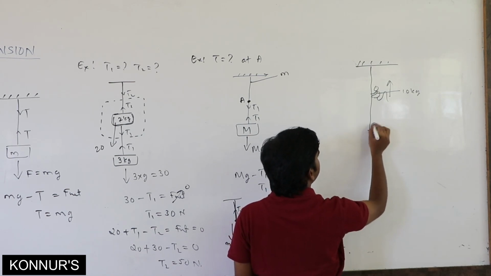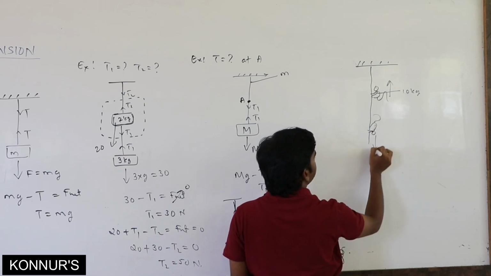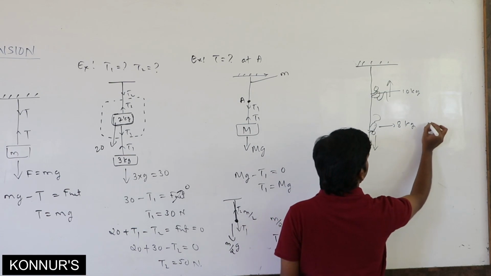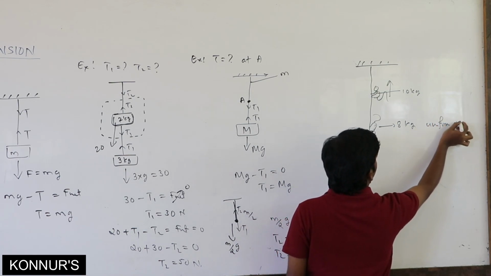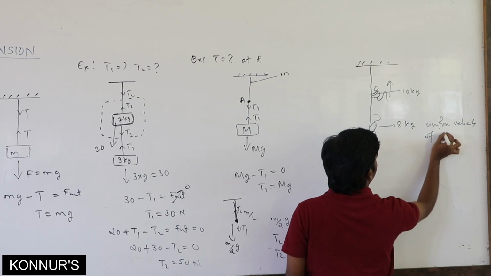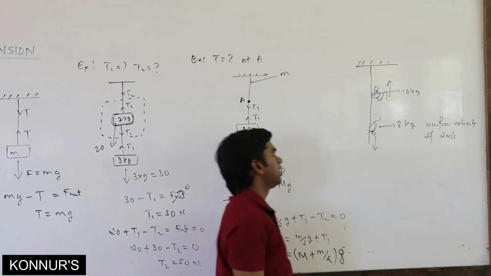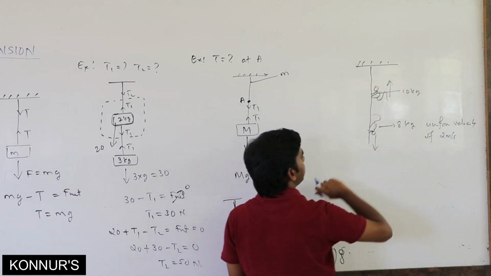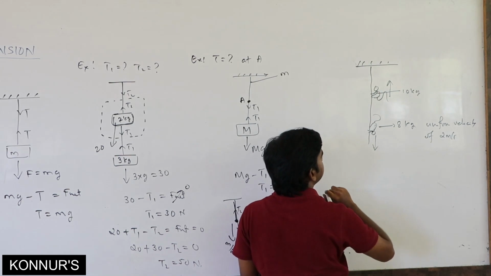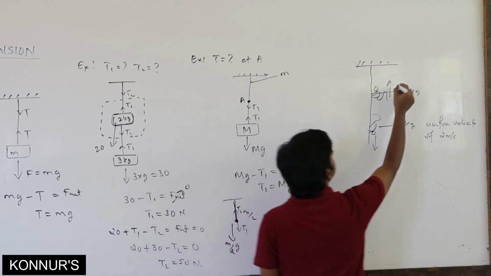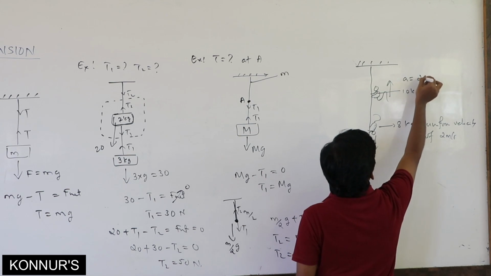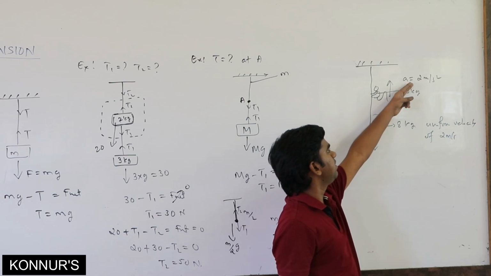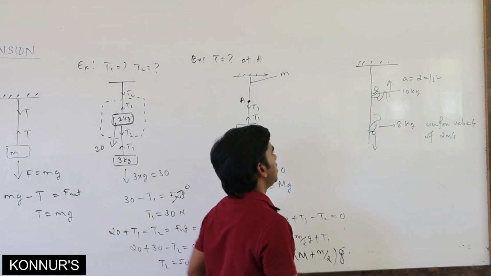If another monkey is moving in this direction, its mass is say 8 kg, but it is moving with a uniform velocity of say 2 meter per second. Now we have to find the tension or acceleration. Suppose this is moving with an acceleration of 2 meter per second square. Here they have given uniform velocity, here they are giving uniform acceleration.